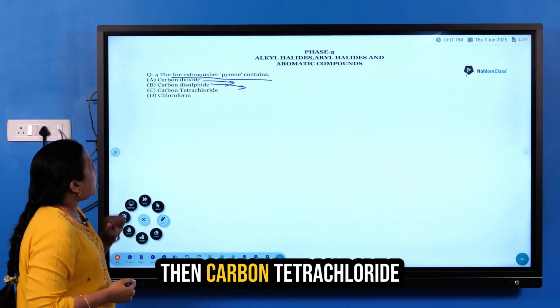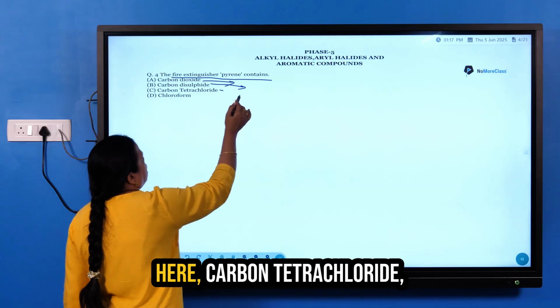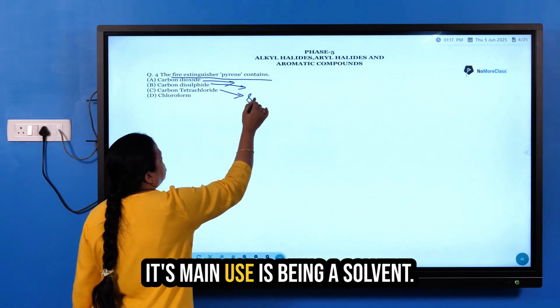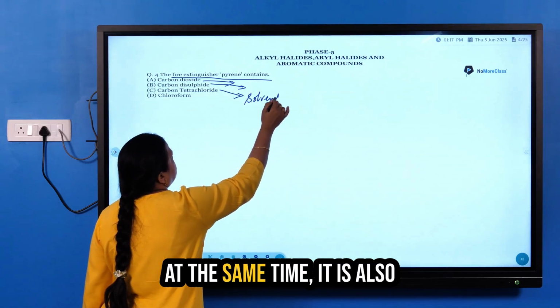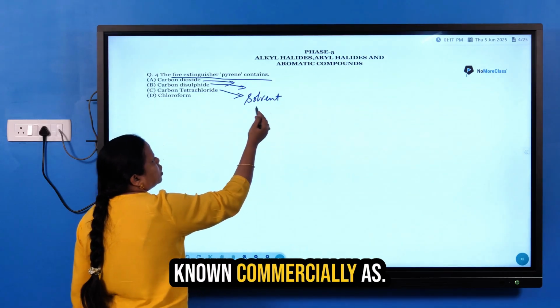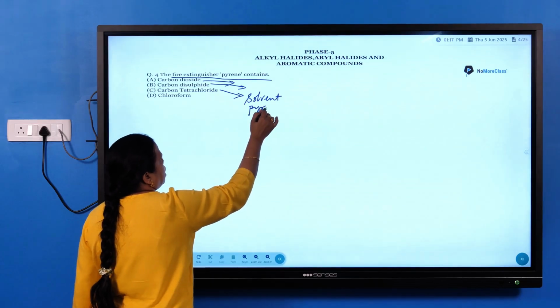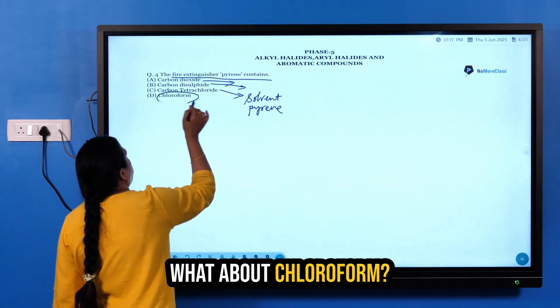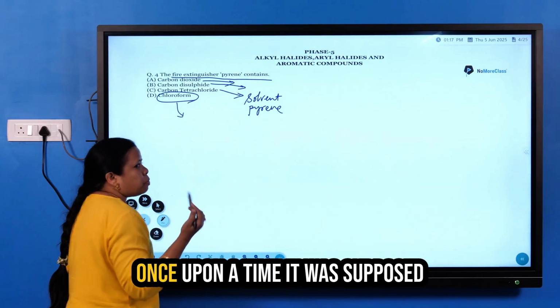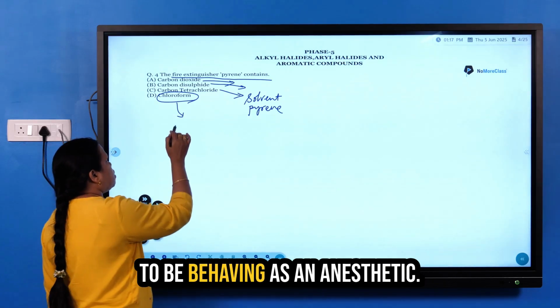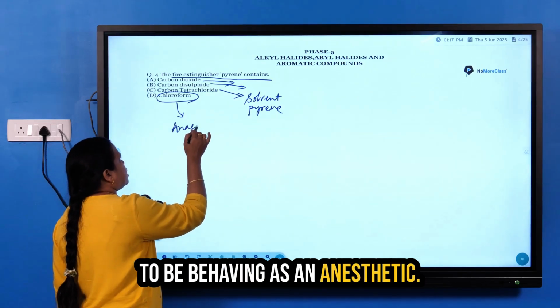Okay. Then carbon tetrachloride. Here carbon tetrachloride, its main use is being a solvent. At the same time, it is also known commercially as pyrene. Okay, but what about chloroform? The main use of the chloroform, once upon a time, it was supposed to be behaving as an anesthetic.